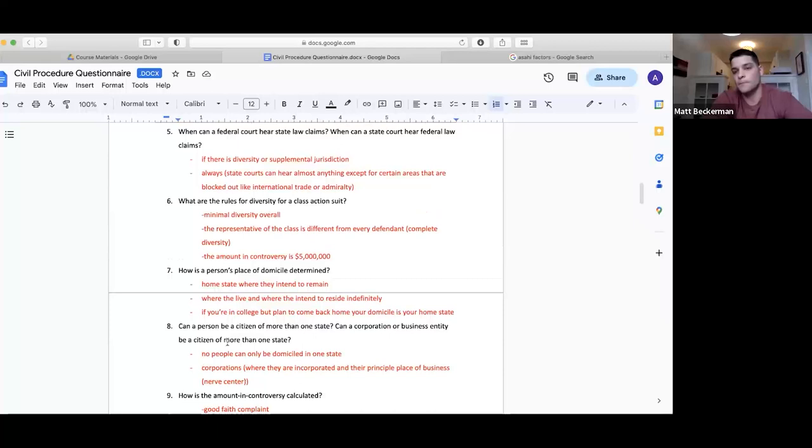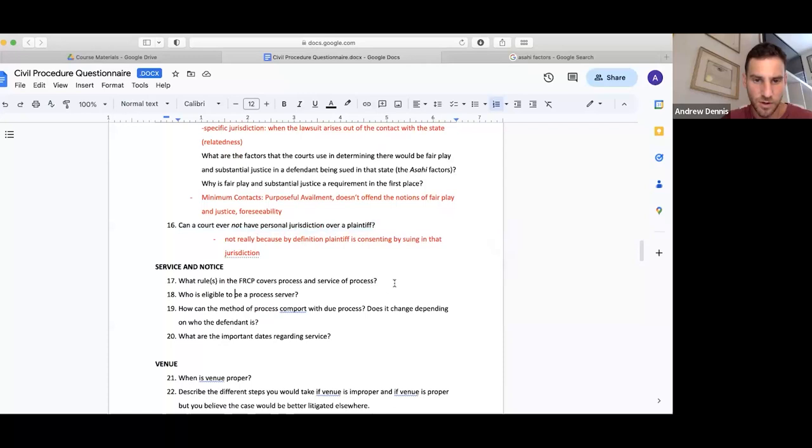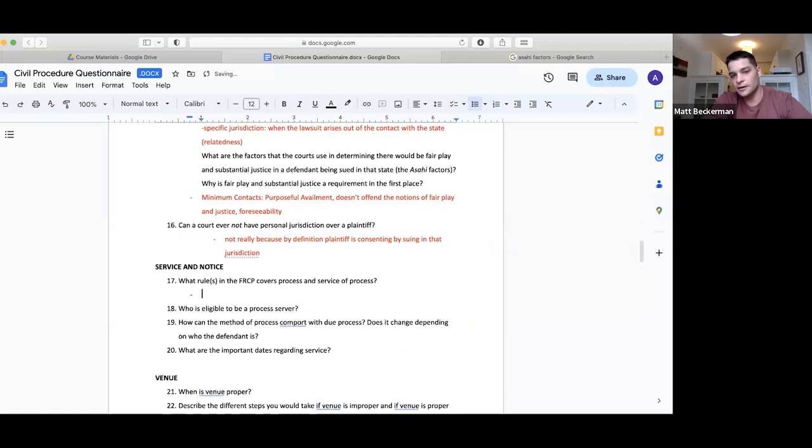Speaking of things we've got to understand, service and notice. What rules in the FRCP cover process and service of process? Okay, that's not really that important in hindsight. But it would be 4 and 5? I'm not sure about 5, but definitely 4. Maybe 3 and 4? I'm going with 12 before and 5. Oh, yeah. That's like dismissing for lack of service, but the rule that covers service.